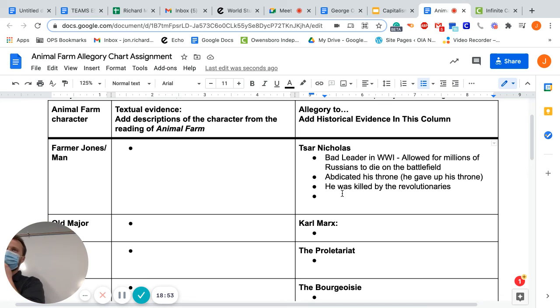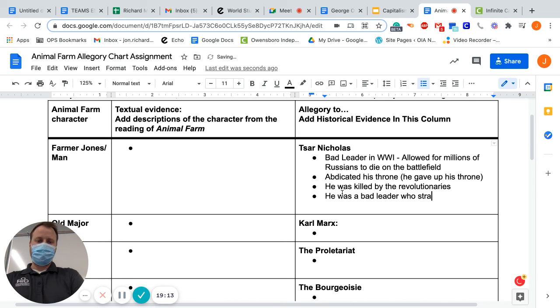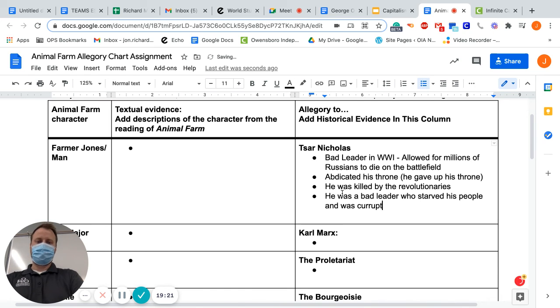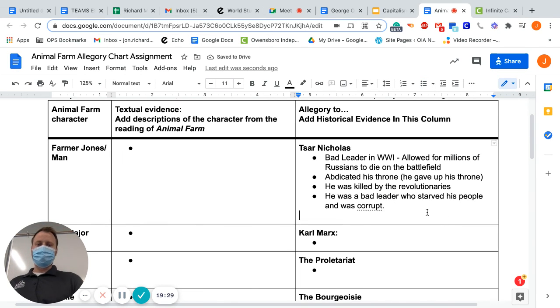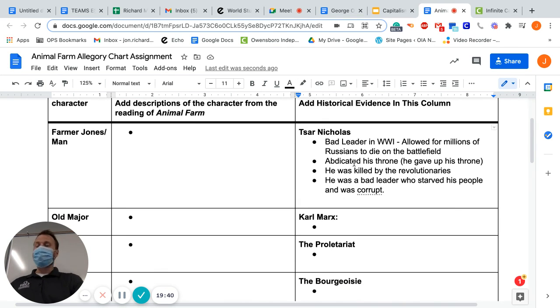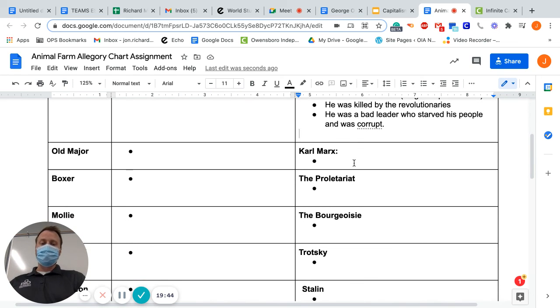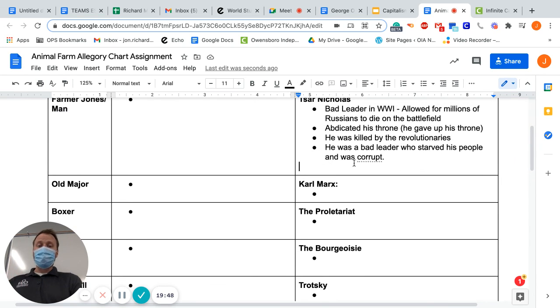One more bullet here. How did he treat his people? Was he a good person to his people, or was he a bad person? Wyatt said no. Why do you think he was a bad leader? What was he doing? He was a bad leader who starved his people and was corrupt. We're just putting a few bullets here to summarize who this character or idea was. You just did it for Tsar Nicholas. Now you're going to do 3 or 4 bullets for Karl Marx, the proletariat, the bourgeoisie, Trotsky, and Stalin.